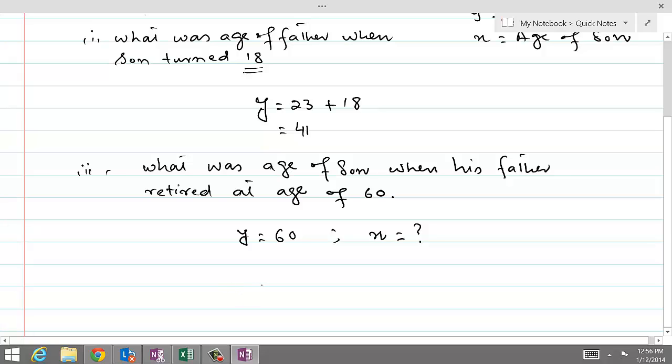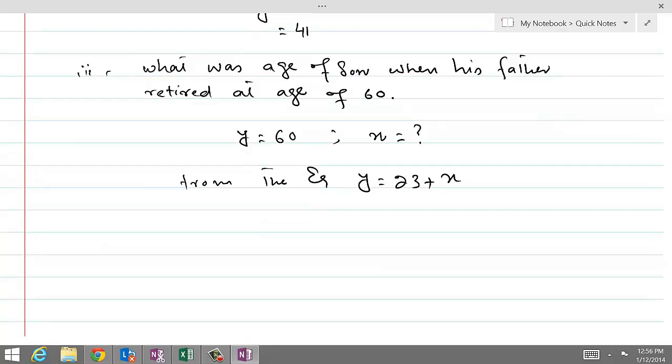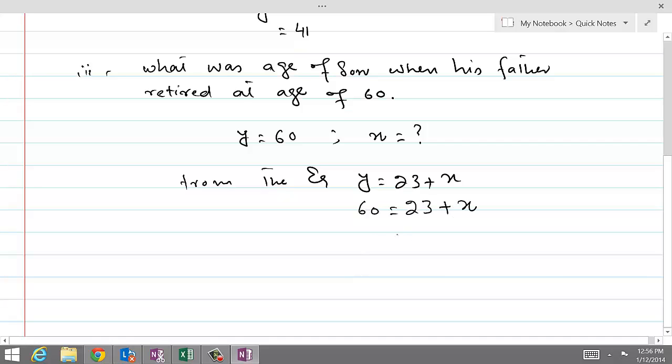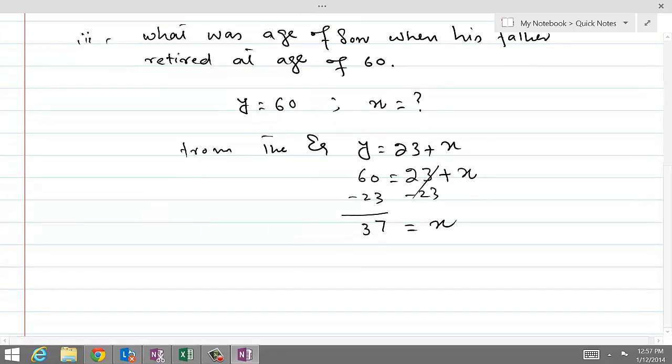So from the equation y is equal to 23 plus x, let's replace y by 60. 60 is equal to 23 plus x, and this way we are going to subtract 23 on both sides: minus 23 here and minus 23 here. This would give us 10 take away 3 would be 7, and 5 take away 2 will be 3, so 37, and this is equal to x because this will cancel out. It means the son was at the age of 37 when his father retired.